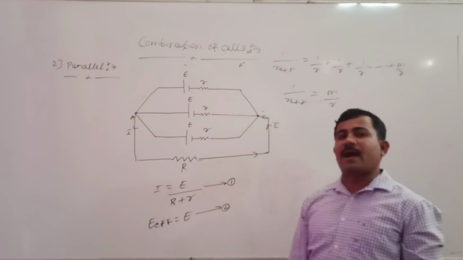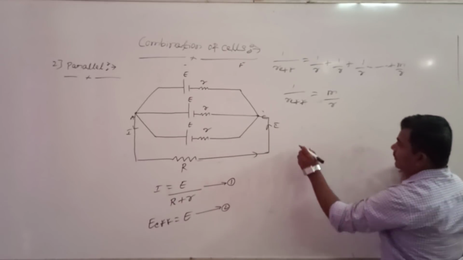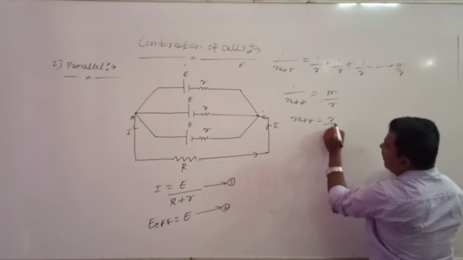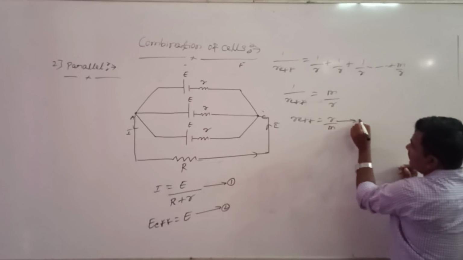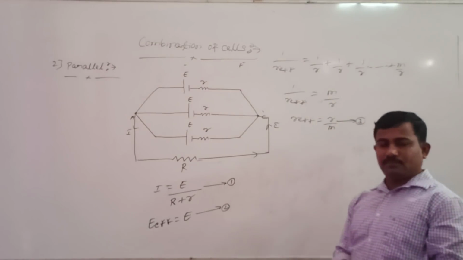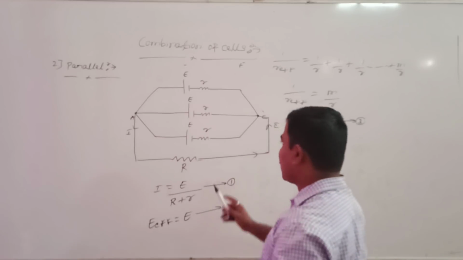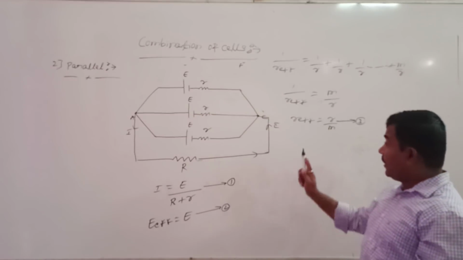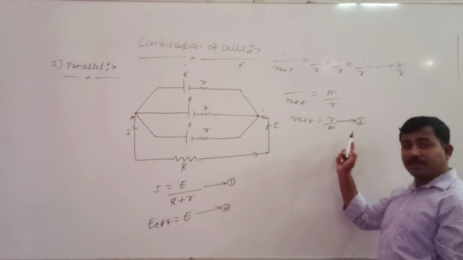M divided by R. Or how to write? R effective equal to R divided by M. Shall we take equation number 3? I mean, the number of cells connected in parallel combination with internal resistance smaller value, the effective internal resistance can be represented by this equation.